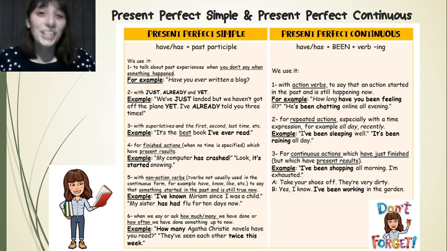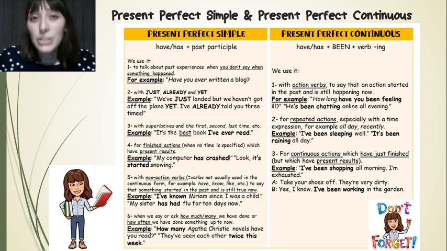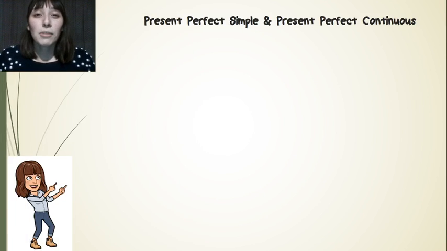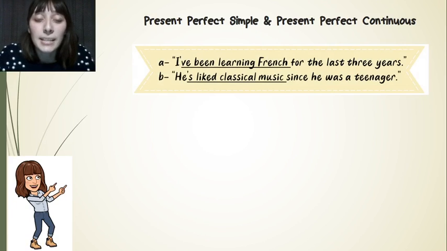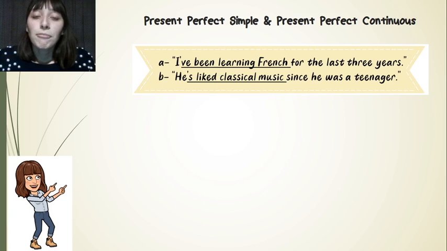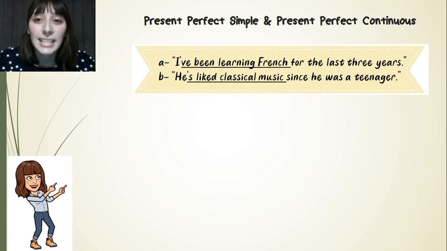Now that you're back, we're going to continue working, and we're going to see some examples and analyze them a little bit. So we have example A, which says, I've been learning French for the last 3 years. And example B, he's liked classical music since he was a teenager. So remember that here, in both situations, we are talking about unfinished actions.